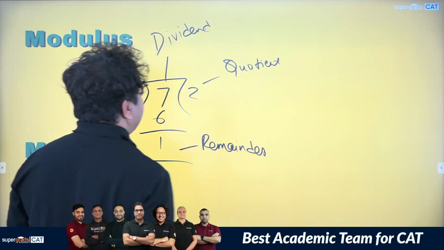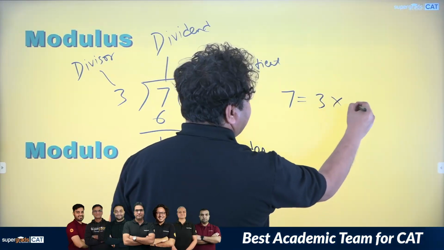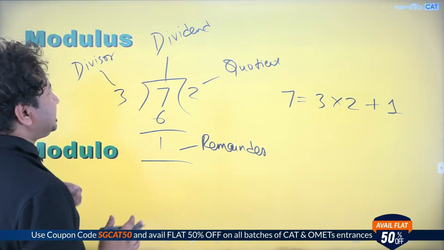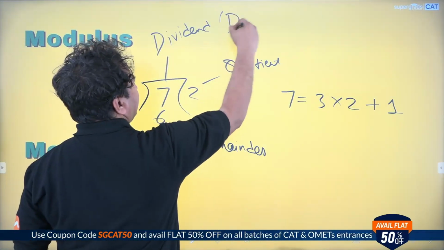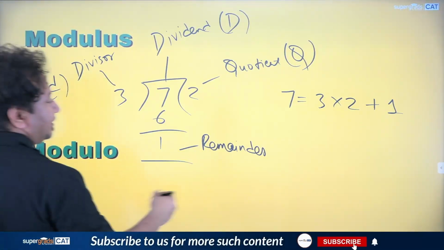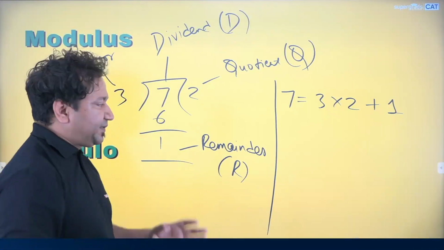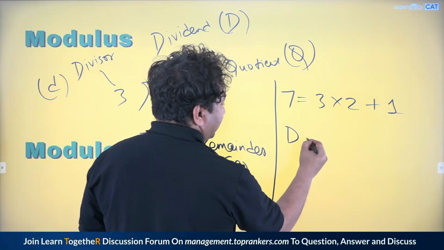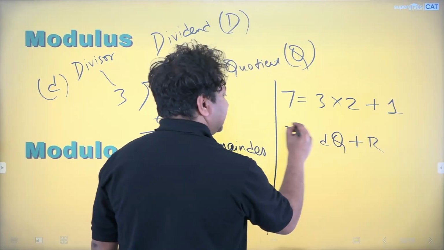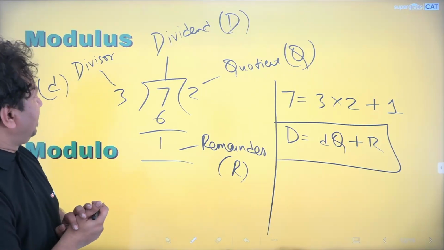As you can see here, I can also write it as 7 is equal to 3 multiplied by 2 plus 1, right? So if I represent the dividend by capital D, quotient by capital Q, divisor by small d, and remainder by capital R, then we can have a generalized expression: capital D is equal to small d multiplied by capital Q plus R. This is going to be very important for you. Please note this down. All right.